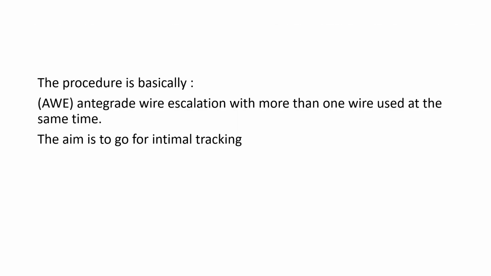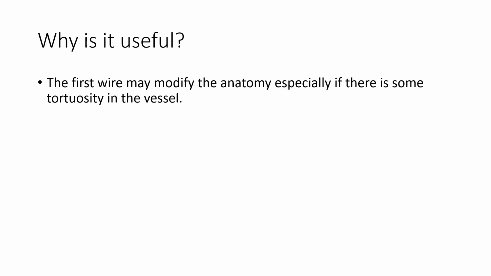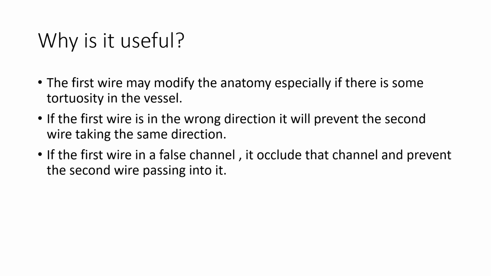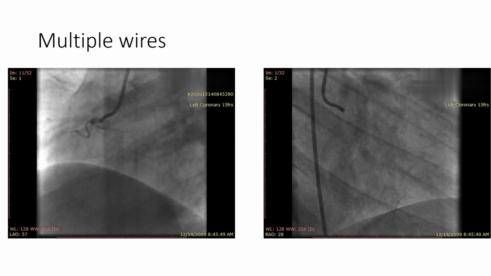The procedure is basically antegrade wire escalation with more than one wire used at the same time. The aim is to go for intimal tracking. Why is it useful? The first wire may modify the anatomy, especially if there is some tortuosity in the vessel, so keep it in place. If the first wire is in the wrong direction, it will prevent the second wire taking the same direction. If the first wire is in the false channel, it will occlude that channel and prevent the second wire passing into it. Multiple wires can be taken.